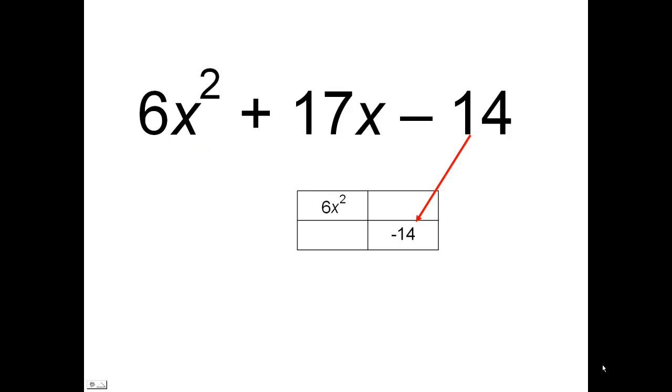So we make our box and we put the 6x squared in the first square. We put the negative 14 in the second square. So next we take the 6 and the 14 and we multiply them together to get 84. So we make our little table and we start finding the factors of 84. 1 will go into 84, 84 times. 2 will go into 84, 42 times.